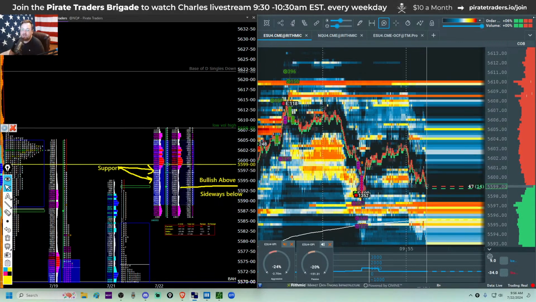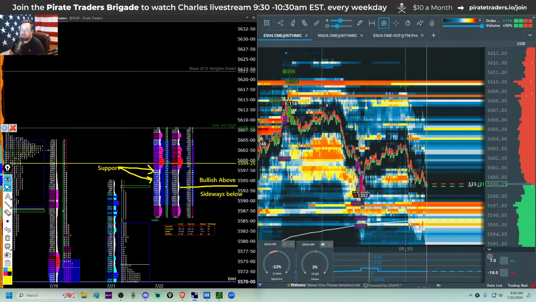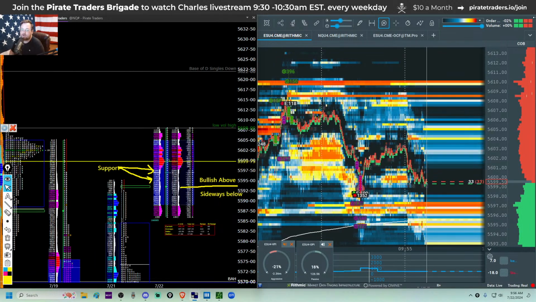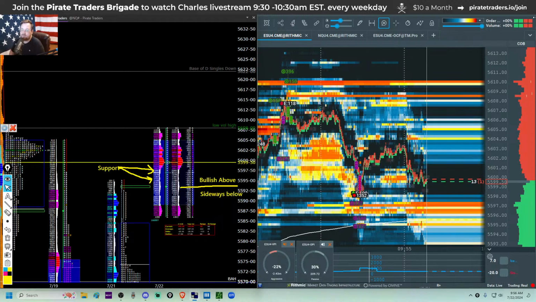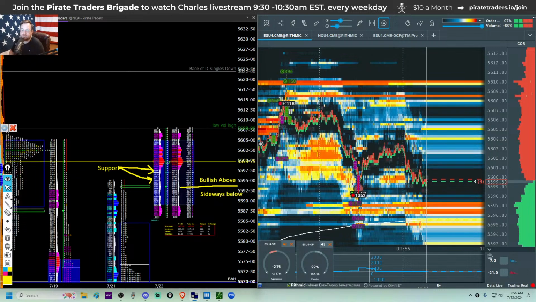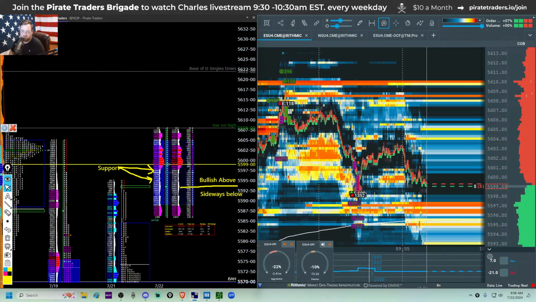All right, here we go. Pulling into support. We got support at the halfback, 55.97, and the overnight high, 55.95. As I said, a bounce there is new buyers, which is bullish.